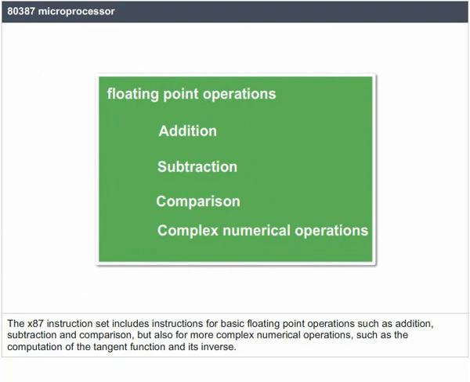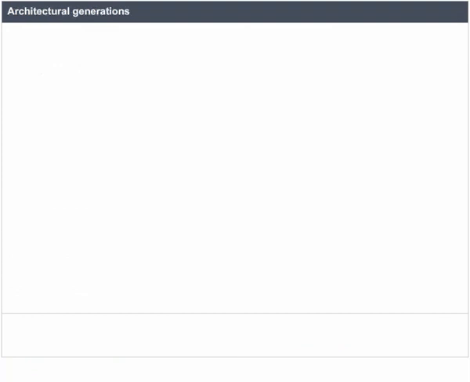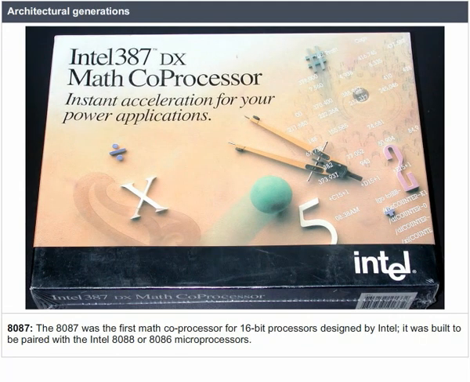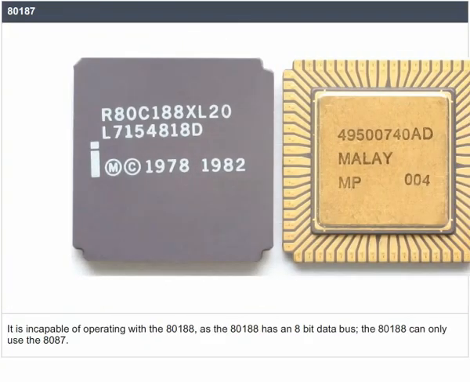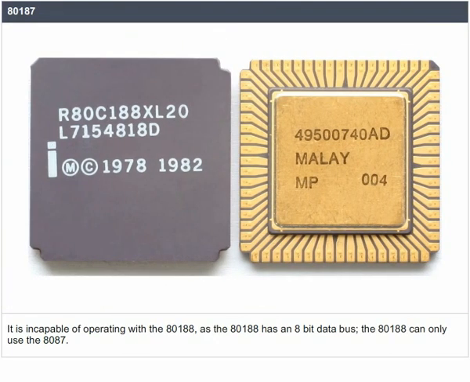Architectural generations. 8087. The 8087 was the first math coprocessor for 16-bit processors designed by Intel. It was built to be paired with Intel 8088 or 8086 microprocessors. 80187. The 80187 was a math coprocessor for Intel 80186 CPU. It is incapable of operating with the 80188, as the 80188 has an 8-bit data bus. The 80188 can only use the 8087.